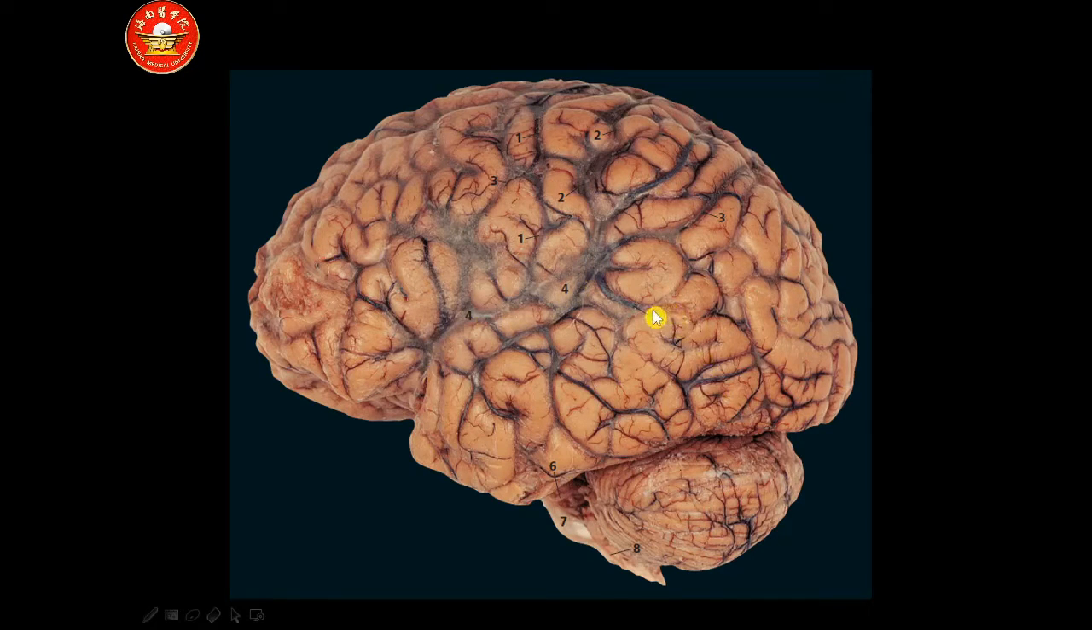Number 5 is representing the inferior anastomotic vein, also known as Labbe. Number 6 is representing the superior cerebellar artery. Number 7 is representing the basilar artery. Number 8 is the vertebral artery.